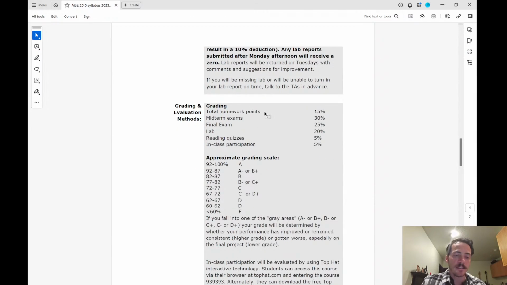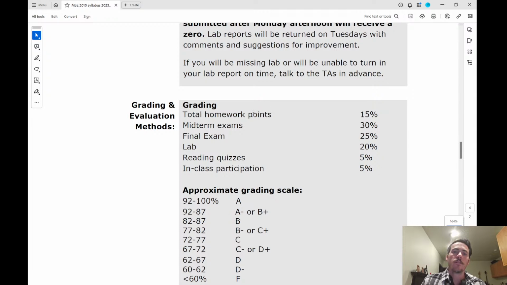So for material scientists, this is their breakdown. Their total homework points are only worth 15% of their grade. Midterms are worth 30, finals worth 25, labs are worth 20, and then the reading quizzes and labs are worth 5. So it's slightly different than the mechanical engineers, which is 30, 30, 30, 10. It skips because you don't have a lab component. But I run that through as quick as I have all the data to run it through.